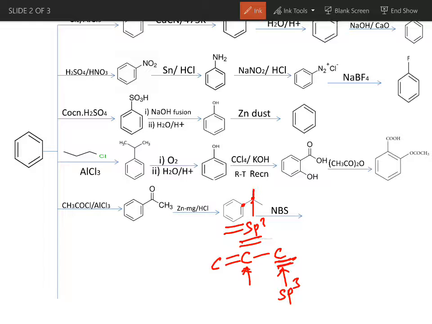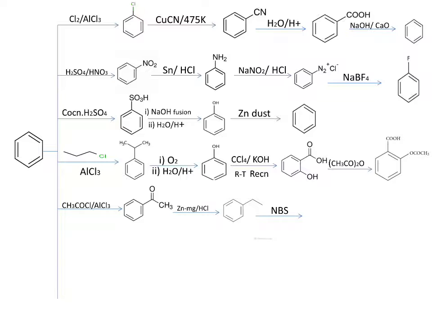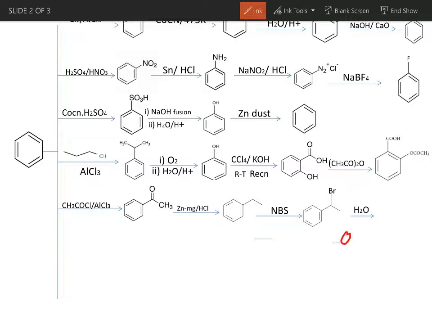Now at this position it will attach a Br, and the compound formed here will be 1-bromo-1-phenyl ethane. Next, this 1-bromo-1-phenyl ethane is reacted with water. Here water forms a nucleophile OH- and attacks the carbon bearing Br and forms an alcohol. So this Br will be replaced by OH and forms the compound 1-phenyl ethanol.